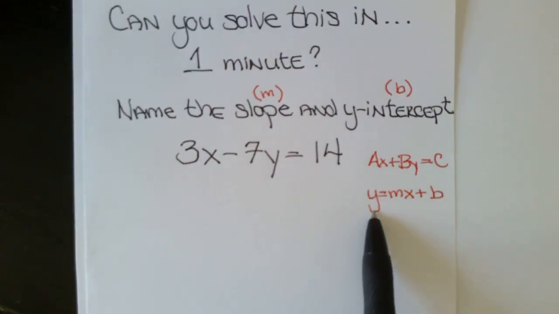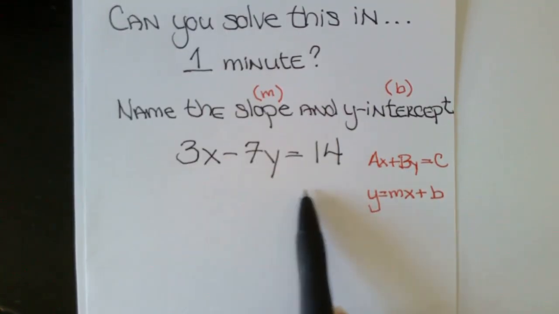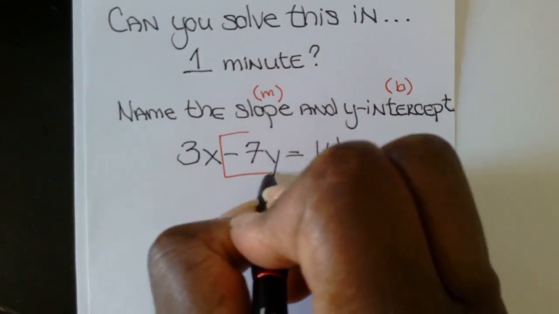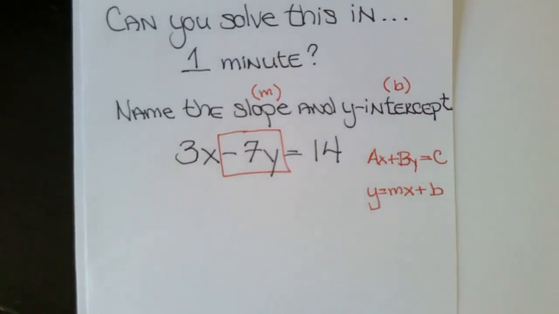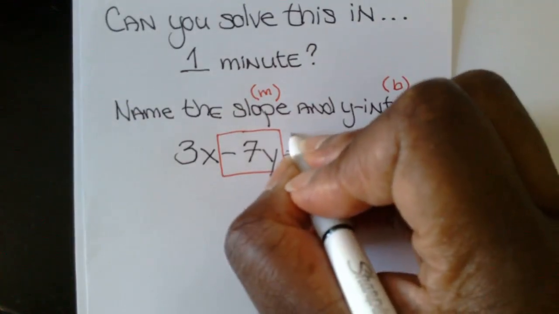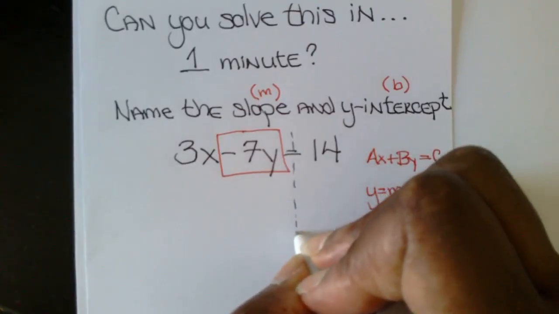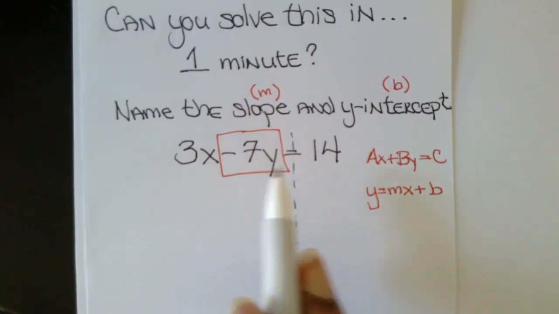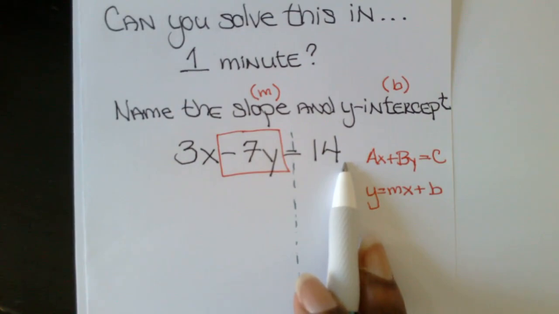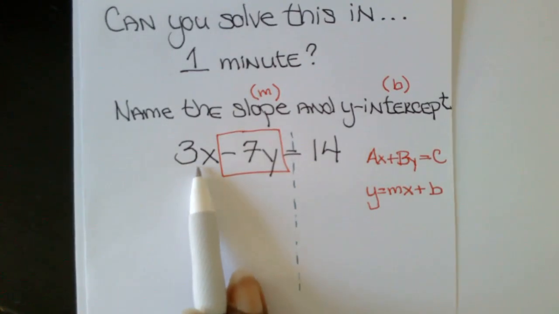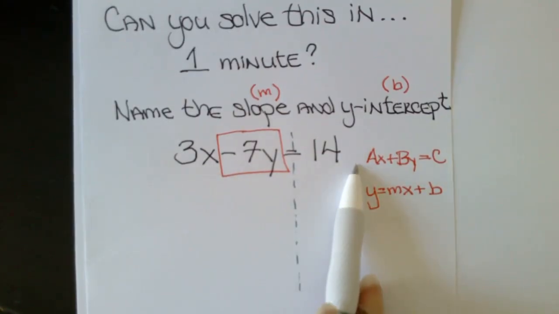So we need to solve this equation. In order for it to be in this form, we need to solve it for y. So we need to isolate this negative 7y and keep it on that side of the equal sign. A lot of teachers show you that the equal sign is like a barrier. This is the left side of the equal sign, this is the right side. If I want to keep that negative 7y right where it is, that means this 3x needs to go to the other side.